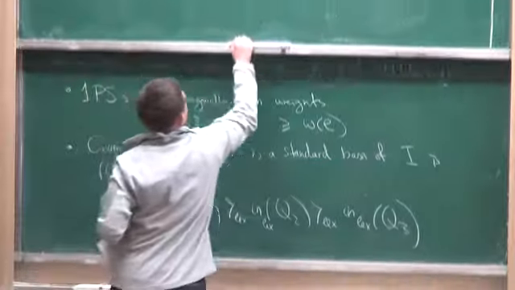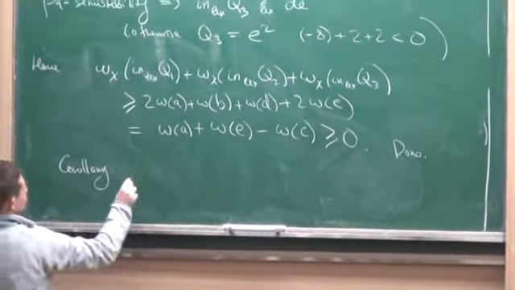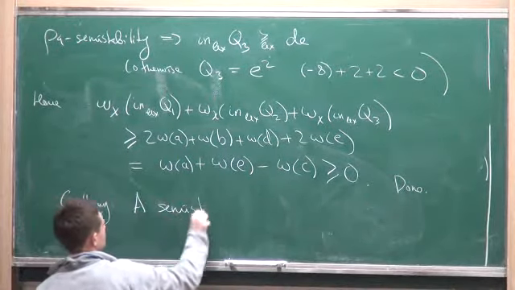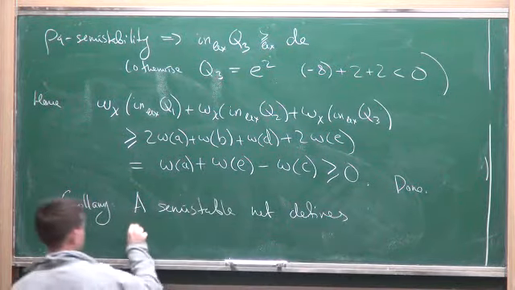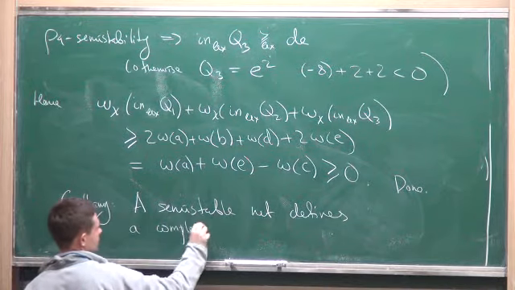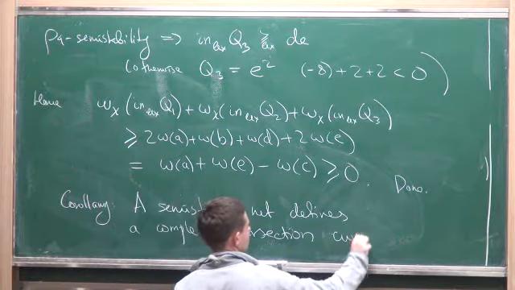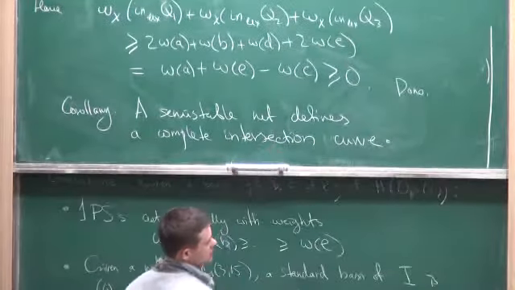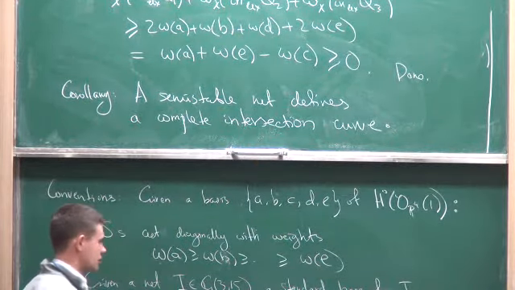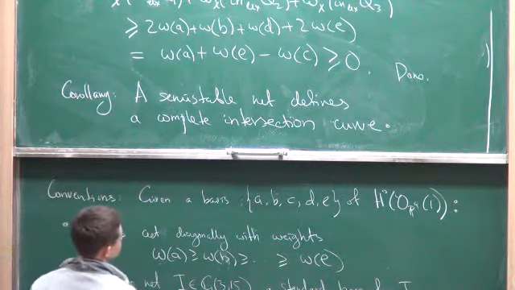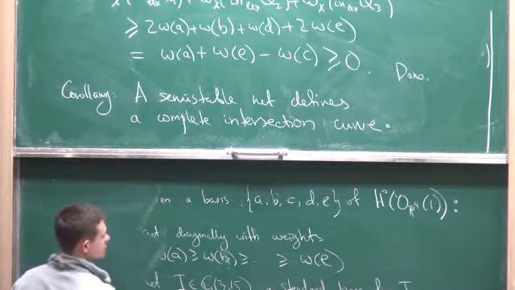So let me state a corollary. Corollary: a semi-stable net defines a complete intersection, which will then be a curve. A priori it's not clear that a semi-stable net will define a curve, because you could have an intersection of 3 quadrics which had a 2-dimensional or 3-dimensional component. And so using the list of the one-parameter subgroups, we can quickly rule out those possibilities.